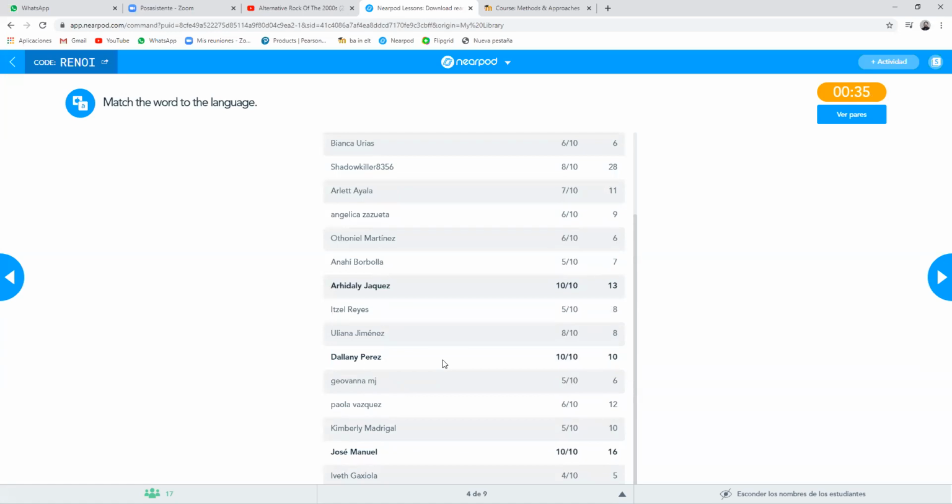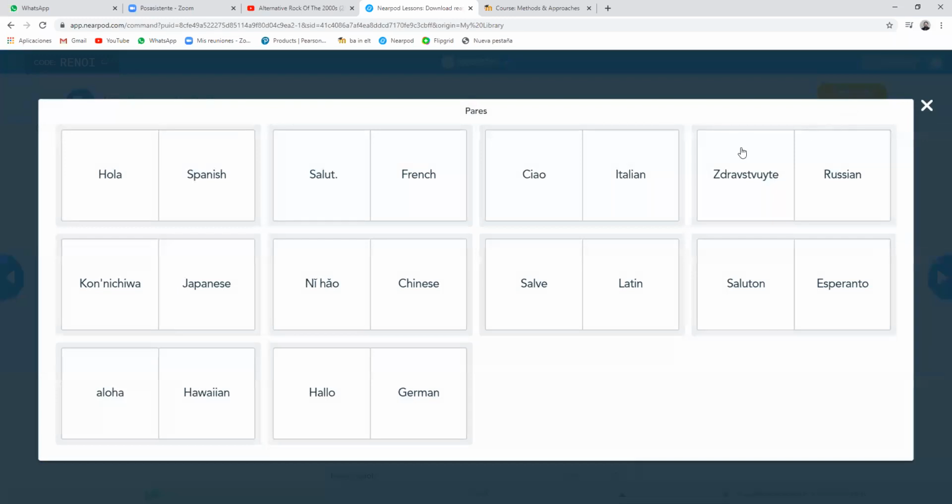Very good. Okay. So this is supposed to be just fun, just to wake you up a little bit. Right. So when we see the pairs, we can see that hola, that's Spanish, salut, that's French, ciao is Italian. I'm not sure how to pronounce this because it's Russian. Konnichiwa, Japanese, ni hao, Chinese, salve, Latin for the gladiators out there.